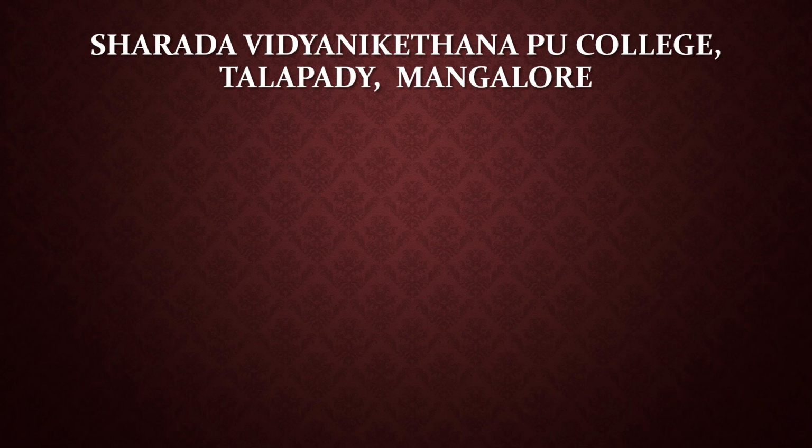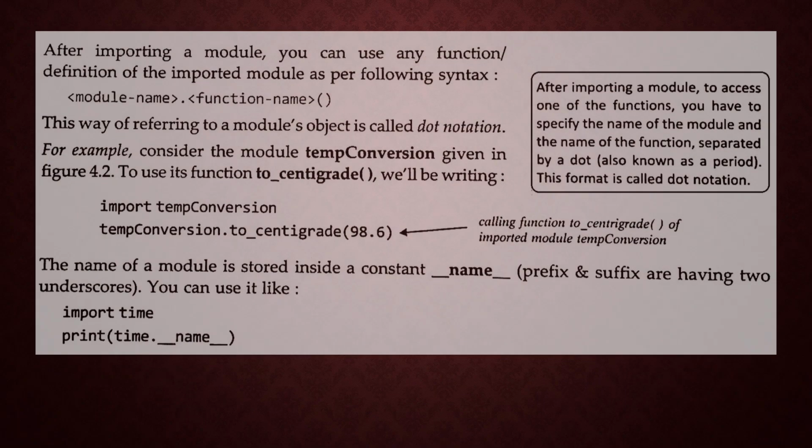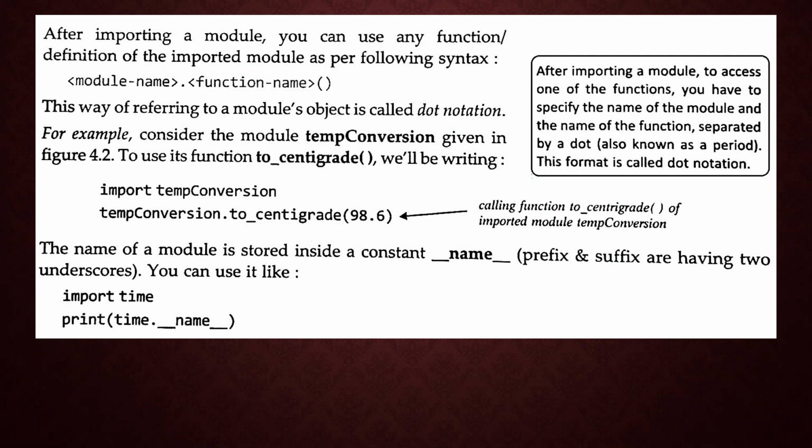Last class we discussed importing modules in a program, and today we will study how we can access a particular function from a module. If you are using the math module, you write the module name dot function name, for example math.sqrt. The dot notation is used to refer to the module's object.